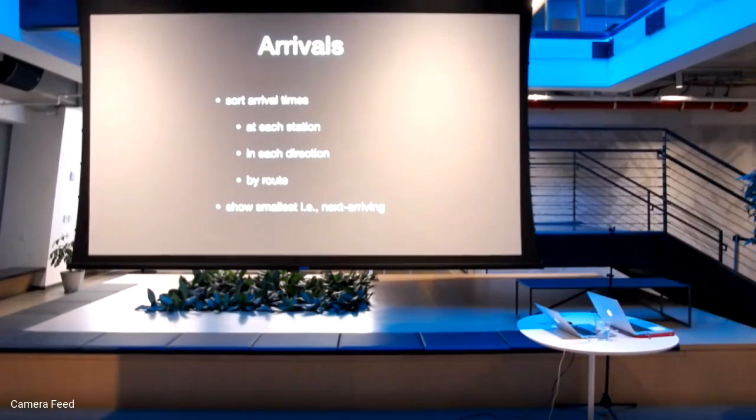And then for the arrivals, we take kind of a naive approach. For now, we're working on a better one. We just sort all the arrival times that the MTA has at that station in that direction and for that route, and we show that on the little preview pop-up on the map, or for the all arrivals page, it's just everything at that stop.